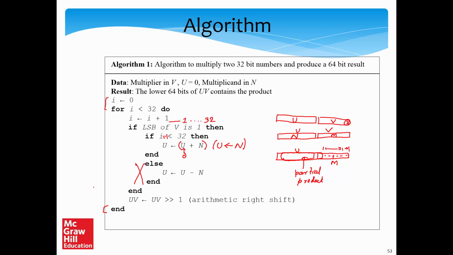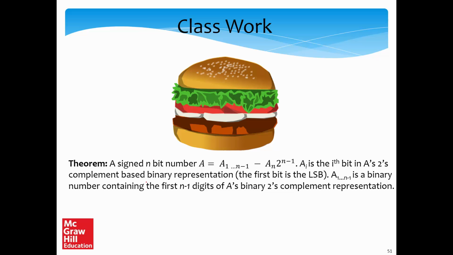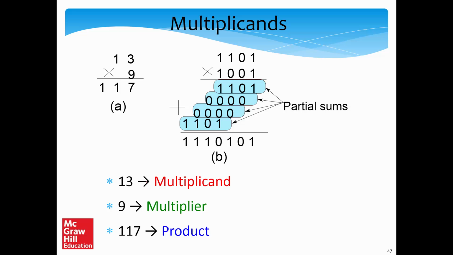Then again we come to the next iteration and take a look at the least significant bit of the multiplier. If it is 1, we again add it to the partial product. If the least significant bit of V is not 1, then we don't need to add anything. If we go back to this example, first we are considering this bit. This is 1, so we set u to the multiplicand. Then we shift both the multiplicand and the multiplier by 1 position.